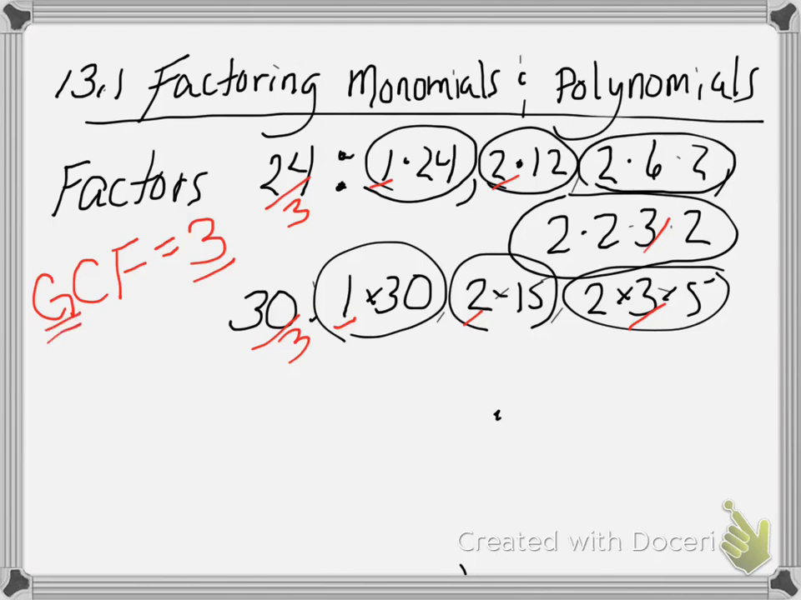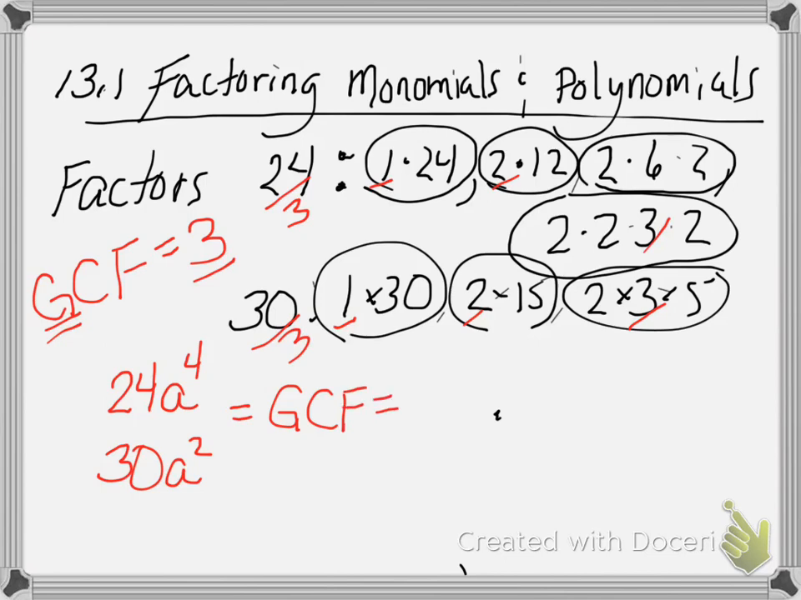Okay? So let me add some variables in there. If I said I had 24 a to the 4th and I had 30 a squared, your greatest common factor, you can do it in 2 parts. You can look at the numbers first. So we already know that the greatest common factor between 24 and 30 is 3.